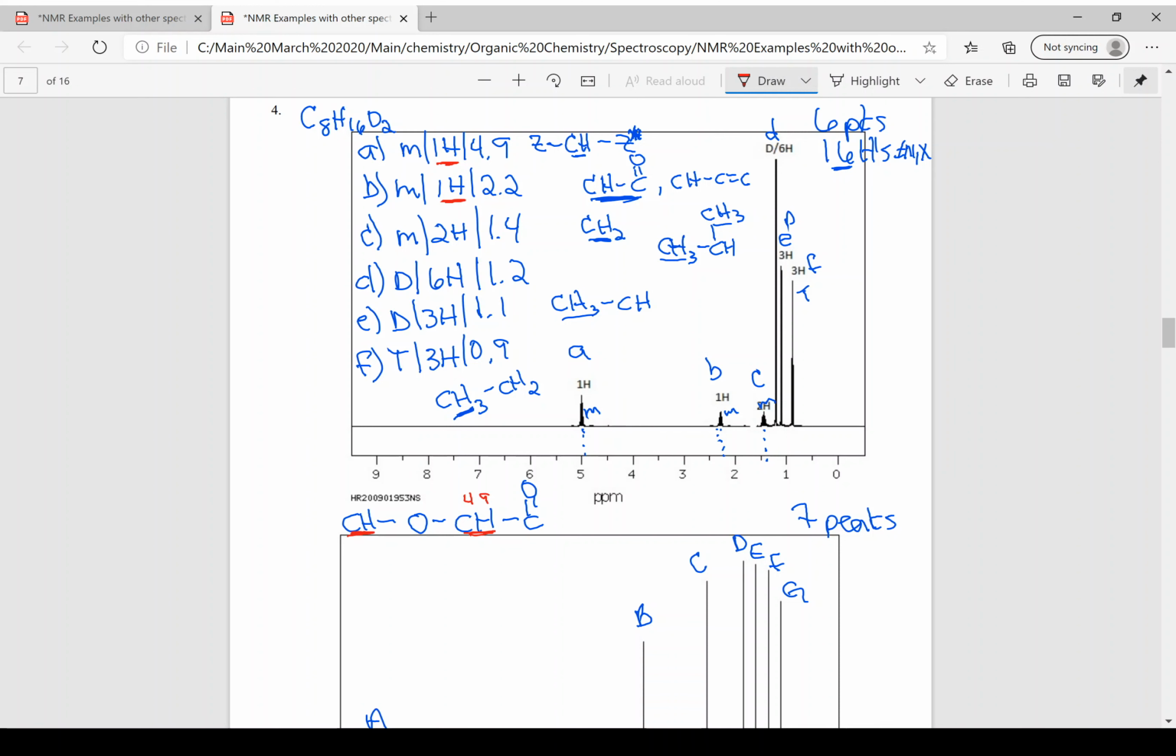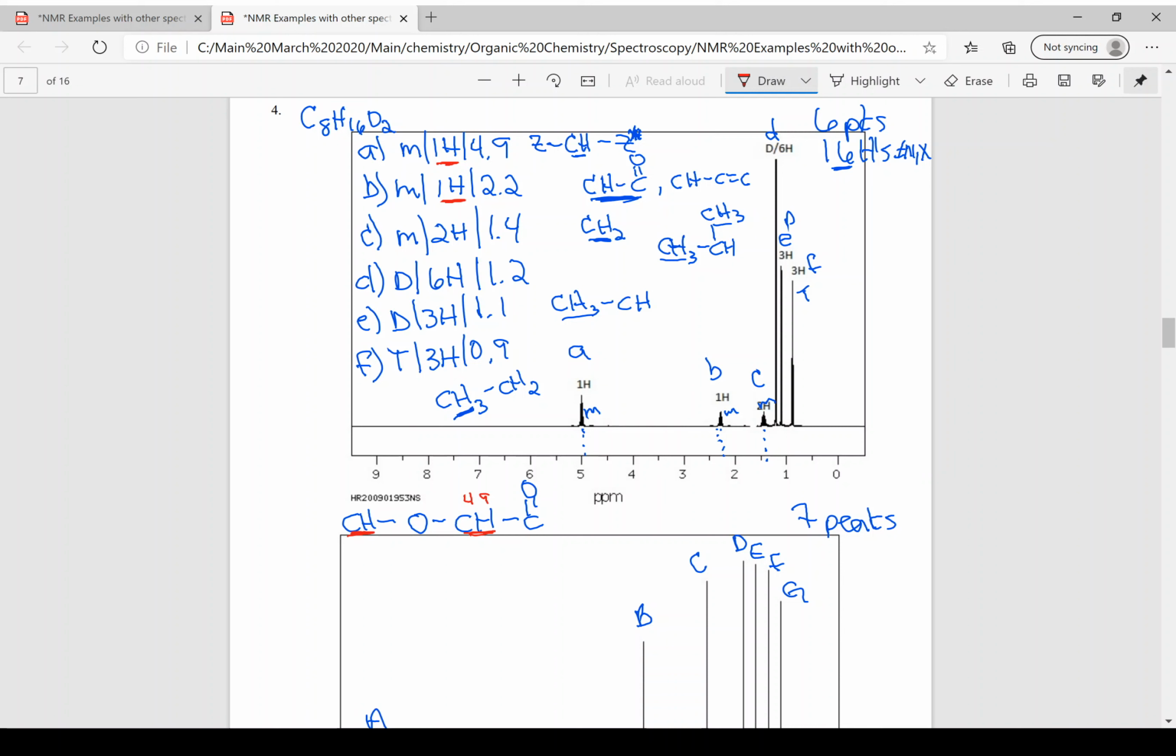Well, let's go down here to my triplet and my doublet down in the 0.9 and the 1.1 region. I know there's a CH3CH2 somewhere, and I know there is a CH3CH somewhere, and then I know there is an isopropyl somewhere.